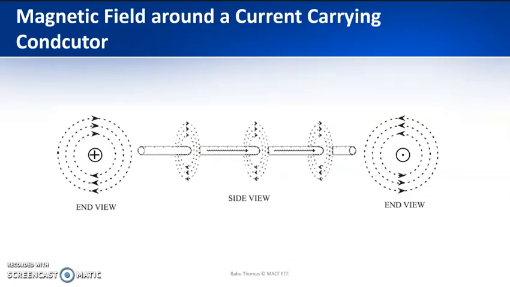Now we are moving on to the magnetic field around a current carrying conductor. A magnetic field is formed around a conductor which is carrying current, and this magnetic field forms concentric circles or planes normal to the direction of current. These are nothing but the concentric circles. There is a point where the current is entering the conductor and leaving the conductor.